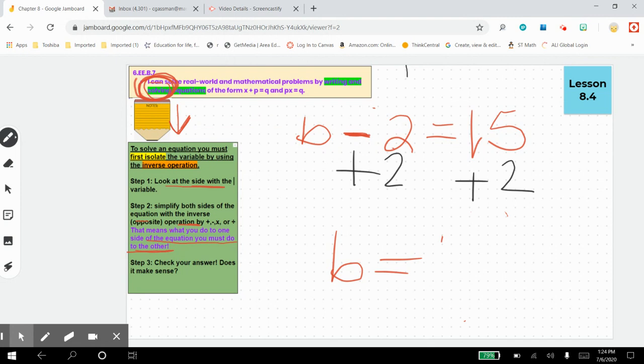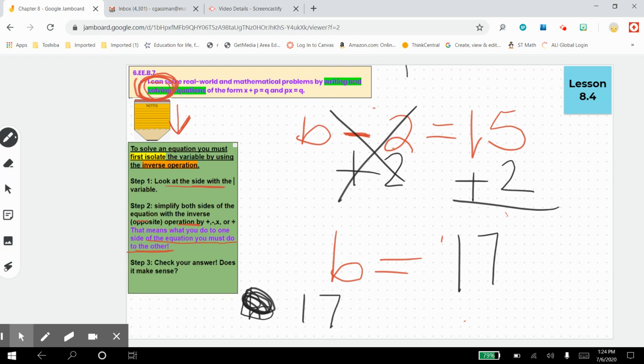So this cancels out. They're opposites. So B is left. 15 plus 2 is now 17. That means that B is 17. If I substitute for B, like we did in lesson 1, we get 17 minus 2 is equal to 15. This is a true statement.